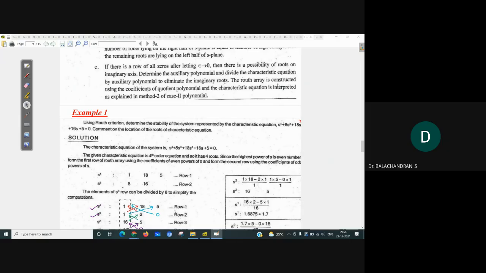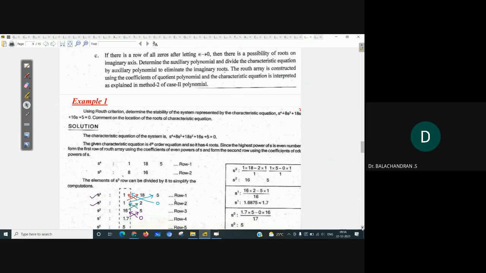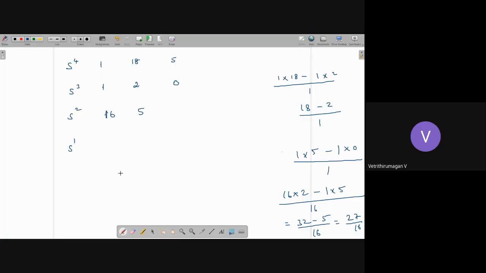So you can see here, 27 by 16 is 1.7. Using a calculator, do it. 1.68, sir. They have kept 1.7. Okay? Yes. Thank you. So, or you can keep 27 by 16, okay?